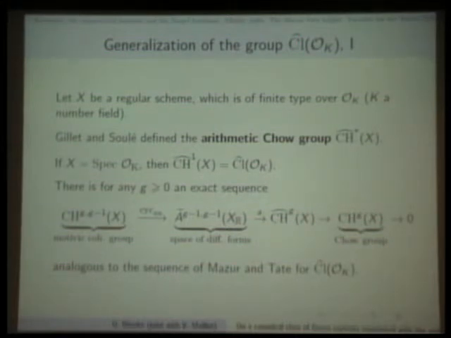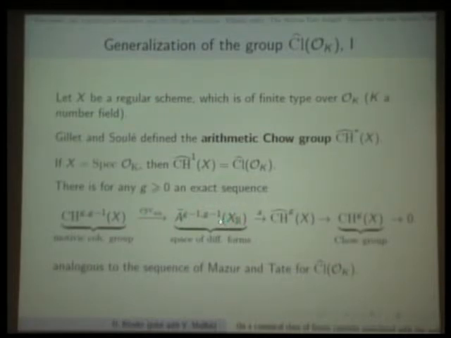They define the arithmetic Chow group, which is the analog of CL hat of OK. This is a graded group. When you take the ring of integers of a number field, the corresponding scheme is written as Spec of OK, and then the first graded group is exactly CL hat. Also, in any degree, there's always an exact sequence which is completely analogous to the one I've written down for CL hat. So this is an object which is an extension of the ordinary Chow group, without the hat, and the kernel is a space of differential forms.